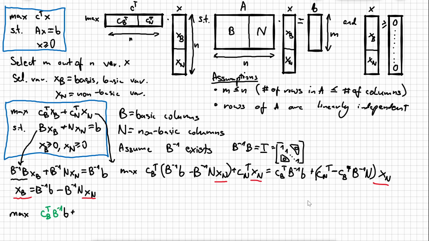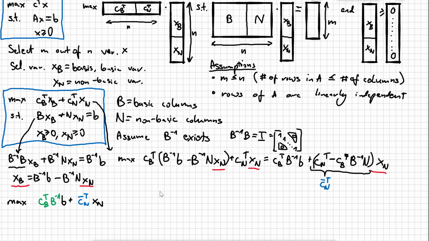I'm just trying to emphasize here something. Plus, and there's one more thing I want to do here. This part, I'm going to replace it with a new symbol called cn bar transposed, right? I'm going to replace it with this. So it's just a set of parameters, no decision variables here. So this is going to be called cn bar transposed multiplied by xn, right?